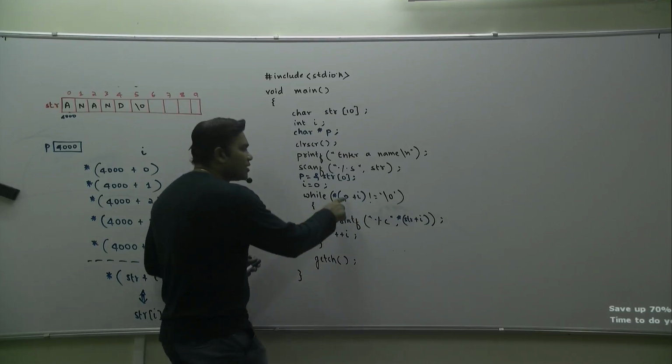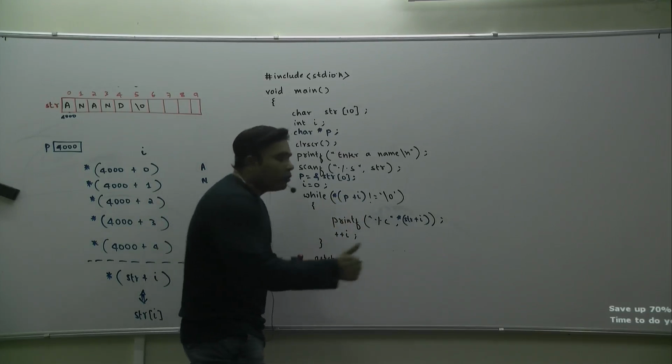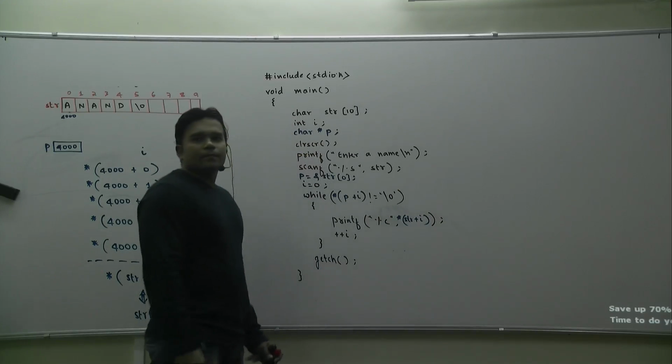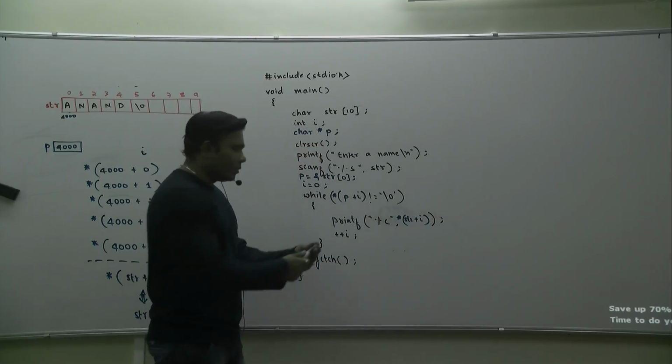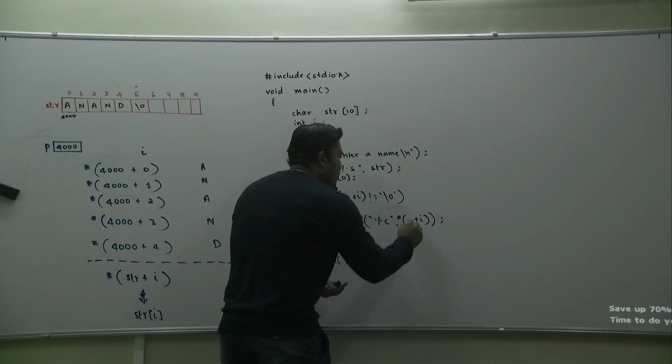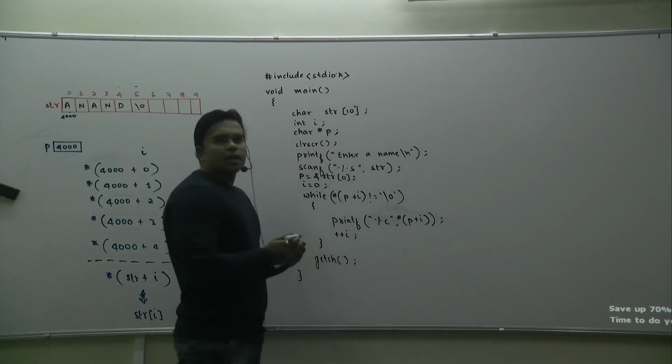So p means 4000 plus i means how many steps I should go ahead. Star means penetrate. Similarly, here also, why tell str? Str was also contributing 4000. My p will also contribute 4000 only.